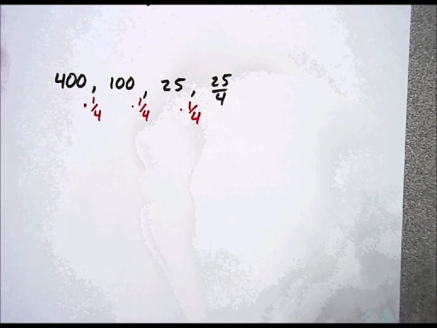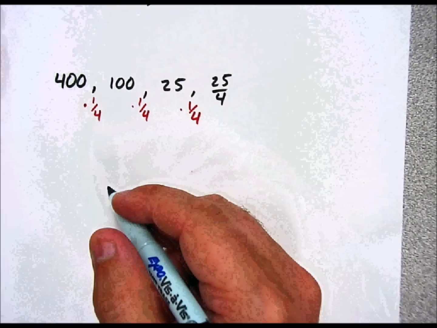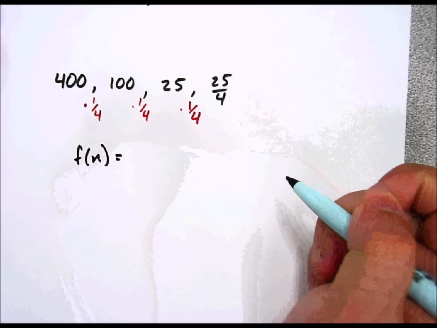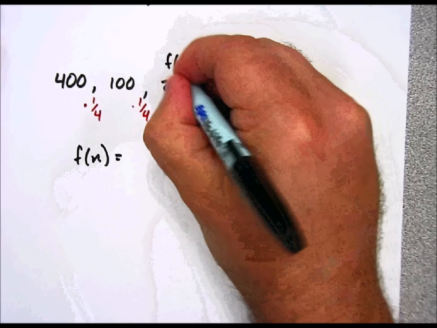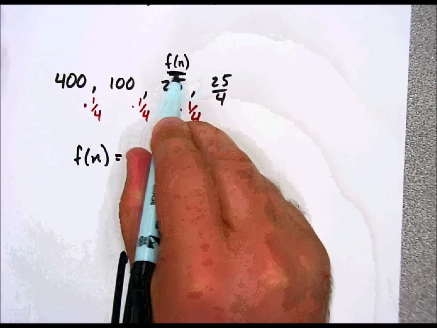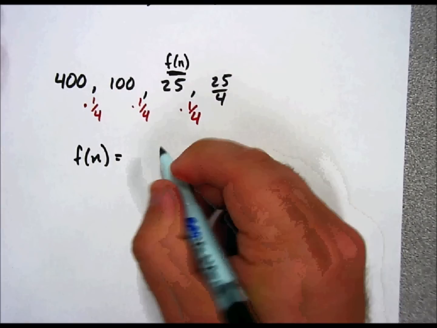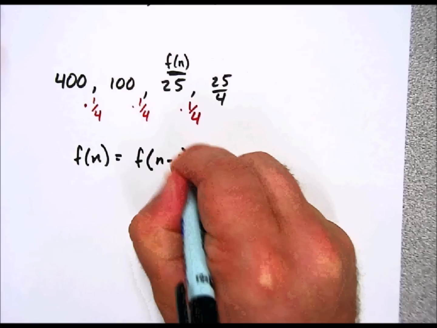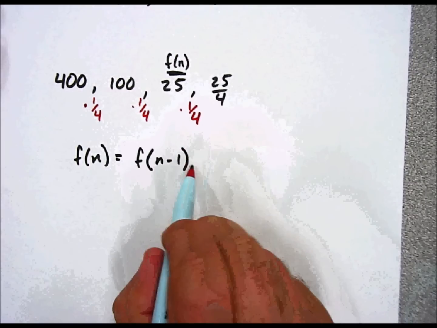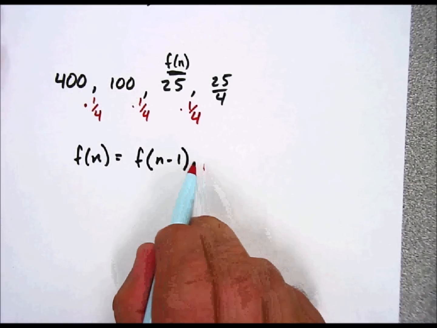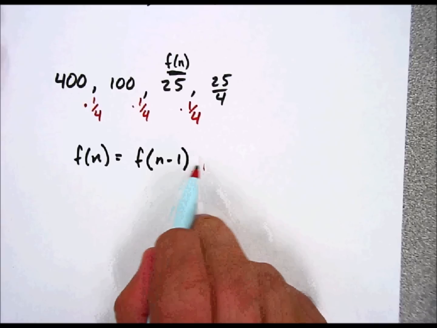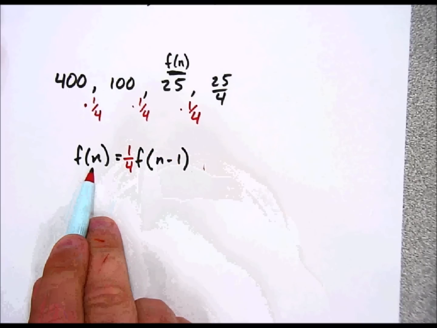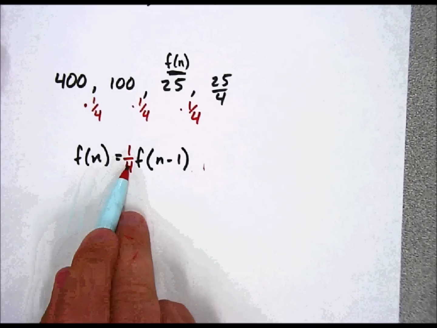So if I want to write a recursive rule that describes this, I could say, well, any term in my sequence can be found. Let's say, for example, I call this my f of n, well, then this would be the f of n minus 1. So any term could be found by taking the term before it times 1/4, right? But more often you'll see the 1/4 put right here in front. So any term in my sequence is going to be found by taking 1/4 times the number that came before it.